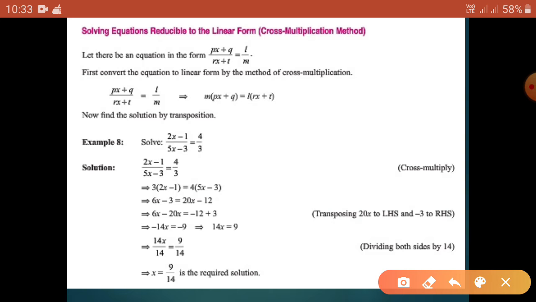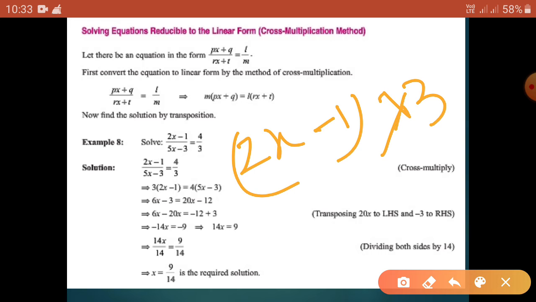Okay, here we are doing the same thing. Here the equation is 2x minus 1 by 5x minus 3 equal to 4 by 3. So we are multiplying 3 to 2x minus 1, this is known as the cross multiplication, and 4 to the 5x minus 3.